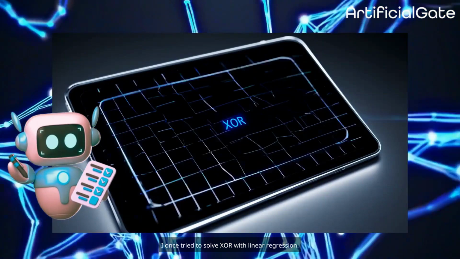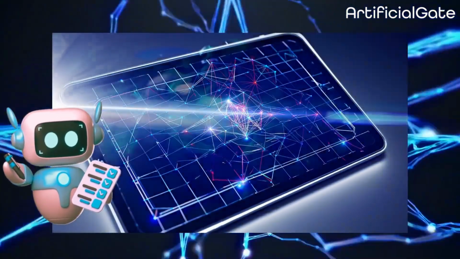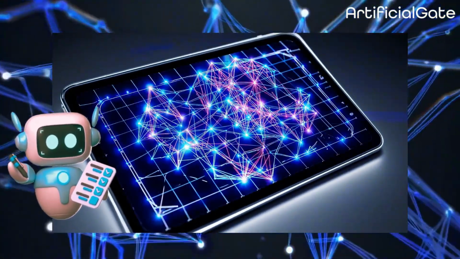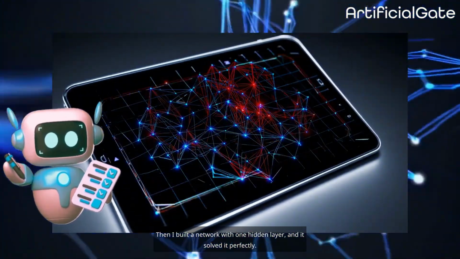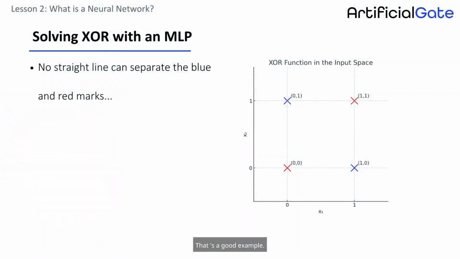I once tried to solve XOR with linear regression. It just doesn't work. Then I built a network with one hidden layer, and it solved it perfectly. Thank you, Mita. That's a good example.